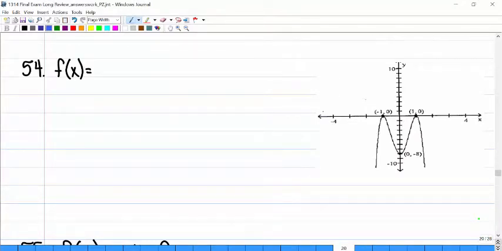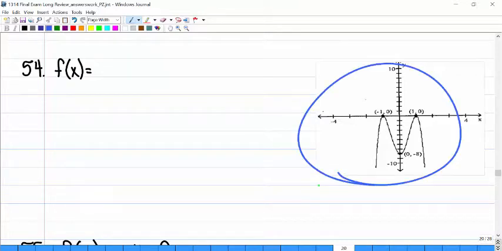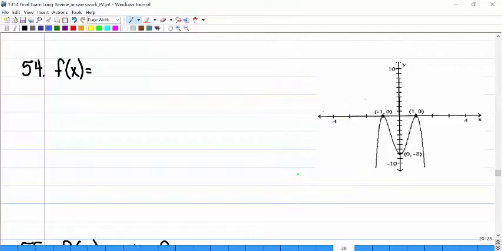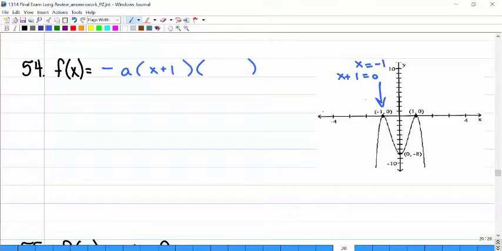For number 54, it says to find a polynomial of least possible degree having the graph shown. And here's the graph. So I know that it has to be an even degree because the end behavior goes down, down, and the leading coefficient needs to be negative. So I'm going to write negative a times, okay, I notice that I have a 0 of negative 1. So if a 0 is negative 1, I know that x plus 1 is a factor. Over here, I know that x equals 1 is a 0, so x minus 1 will be a factor.